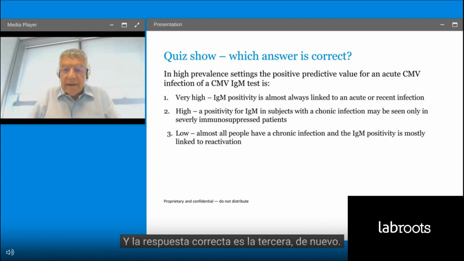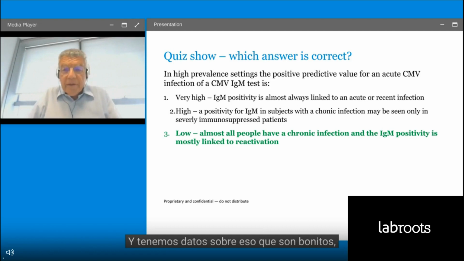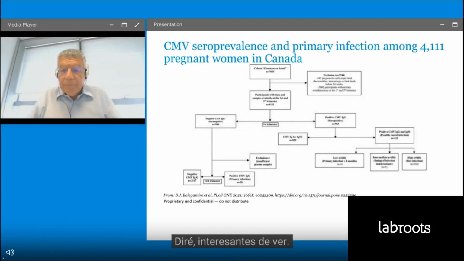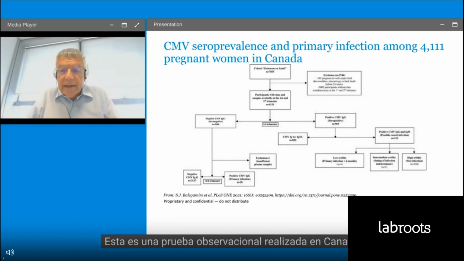And the right answer is the third one again. And we have data on that that are pretty, I would say, interesting to look at. This is an observational testing carried out in Canada last year, published last year. Without focusing on all the flow here, just look here on the right.